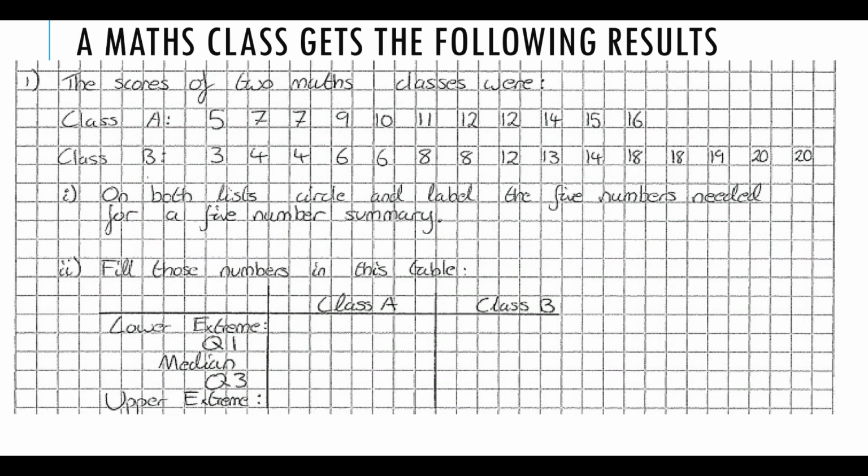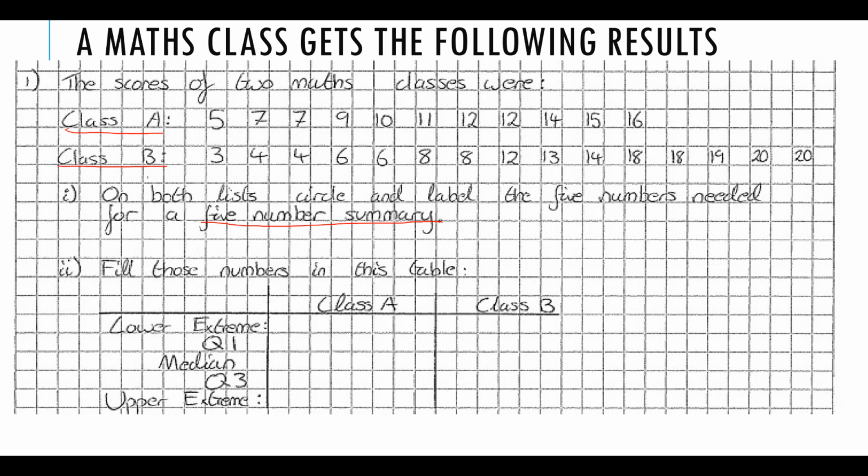So on this slide we have a couple of fictional maths classes to consider. Class A have got their results at the top, Class B have got their results underneath. On both lists we are asked to circle and label the 5 numbers that are needed for a 5-number summary. So that's those 5 numbers that we had before. The way I would do these is to start with the median, start with the middle, then do the quartiles, then do the lower extreme and the upper extreme from there. I'll just show you how that works.